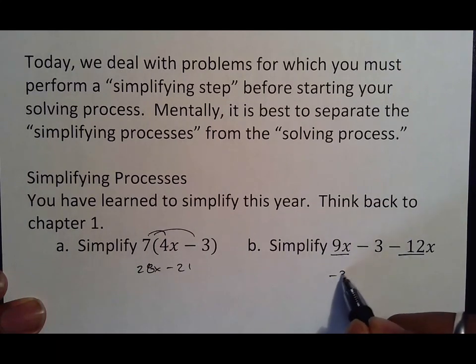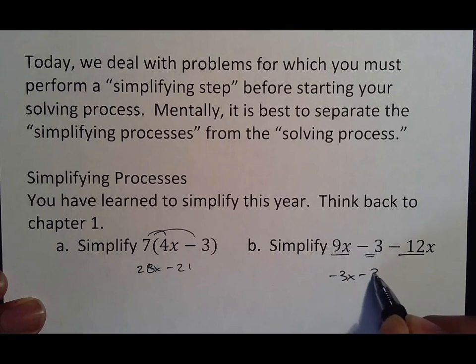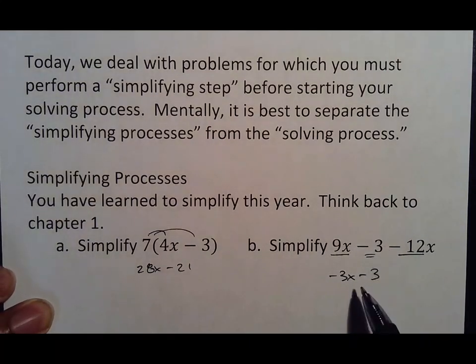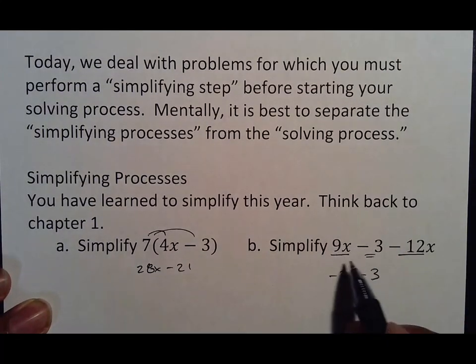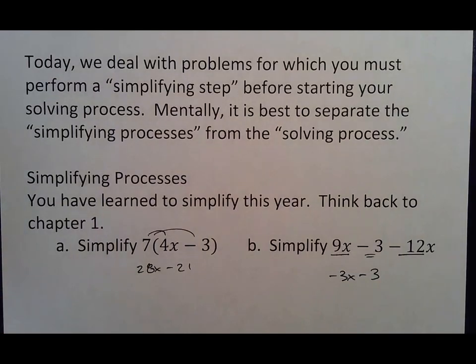Another thing here, we saw this where we had like terms and we took our x's. 9 minus 12 is negative 3x. We bring down our minus 3. That's not solving. This is me writing this in a simpler way, in a better way. And so it's important that you understand these are the 2 simplifying steps that you'll see in today's work.